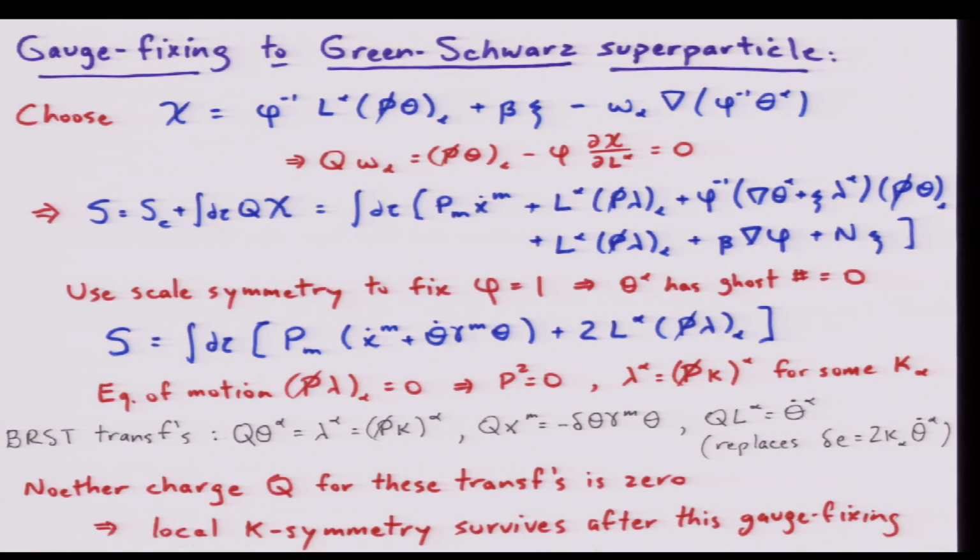It turns out the Noether charge coming from these BRST transformations is 0 in this case, which means that actually kappa is a local symmetry. So you haven't completely gauge fixed here. So that's how to get the Green-Schwarz superparticle.